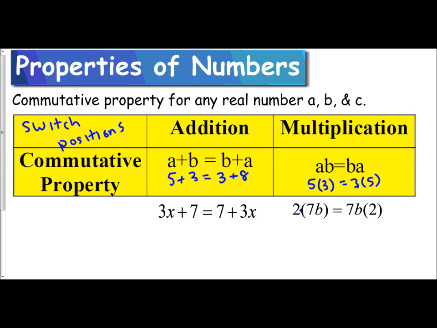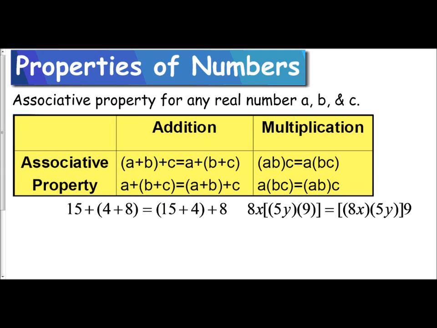The next property we'll be looking at is the associative property. The associative property deals with the idea of how you associate. And in mathematics, we associate numbers together with our grouping symbols, with either parentheses or brackets. So for the associative property, the parentheses move to group a different set of numbers together. So for the associative property of addition, if I look at the example here, 15 plus (4 plus 8) is equal to (15 plus 4) plus 8. My parentheses moved and grouped a different set of numbers together.